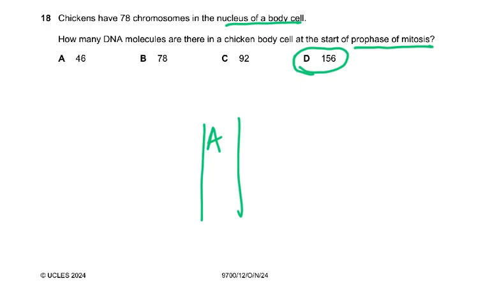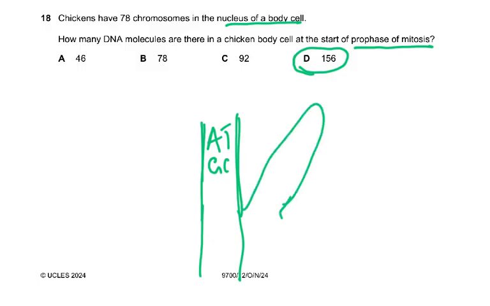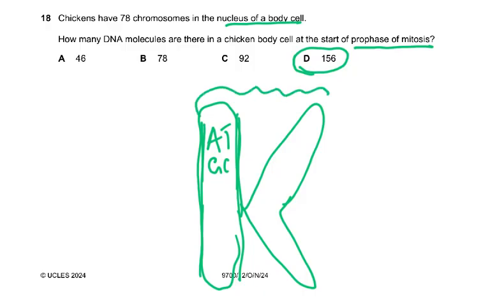This is one DNA molecule, ATGC. There are millions of these nucleotides. One chromosome, this is one DNA molecule. Now there would be another because you see there are 2 sister chromatids. These are sister chromatids. And DNA replication would have occurred in S phase of interphase.